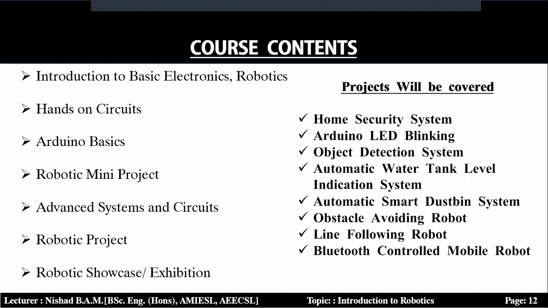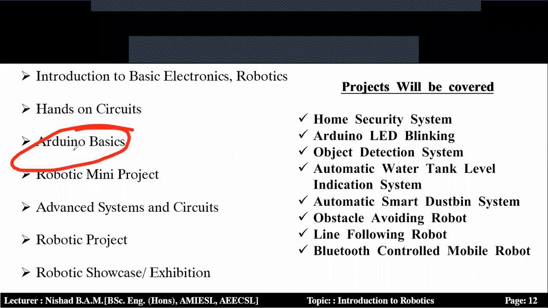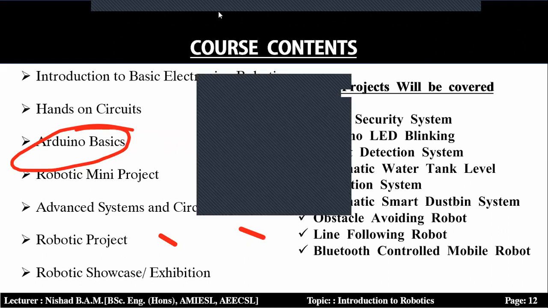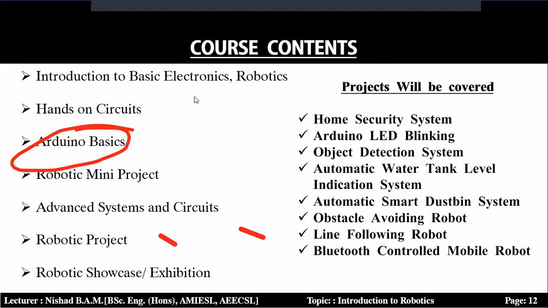Then we will learn about Arduino basics. Arduino is a controller, like our brain. How our brain controls our functions, maybe talking, hearing, reading, actions, we control by using our brain. Similarly, in electronics also, we have a controller called Arduino. We will learn more about Arduino in our future classes.